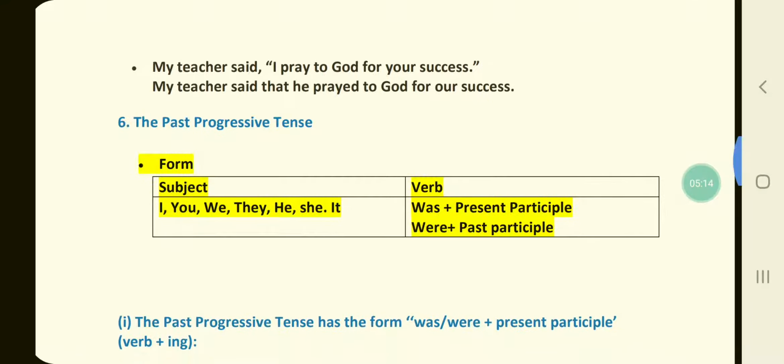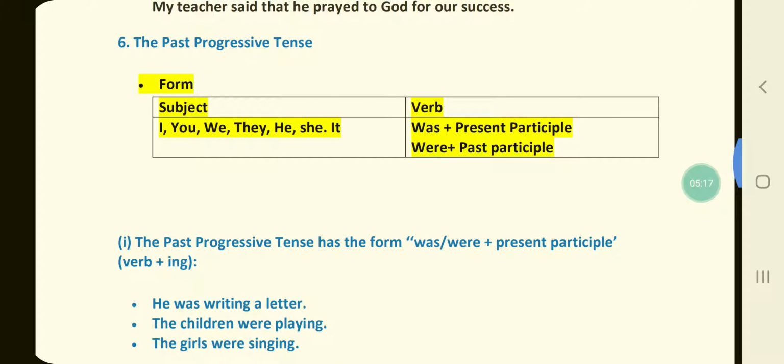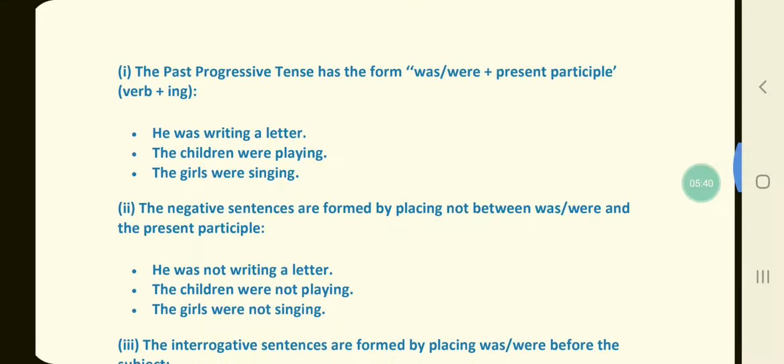Now, coming down to the second form, children, that is the past progressive tense. Now, as you can see on your screen reflecting the formation, children, the subject remains the same. I, you, we, they, he, she, it. But the verb which will follow changes. That is was plus present participle or were plus past participle. Now, coming down to the forms in detail.